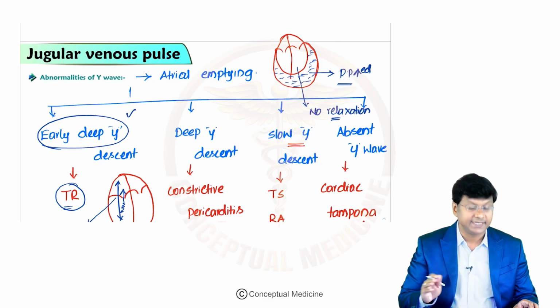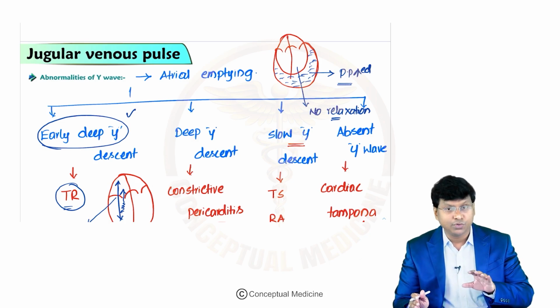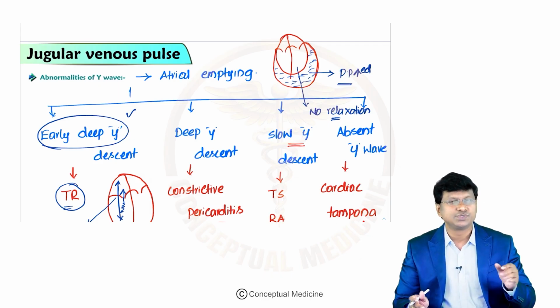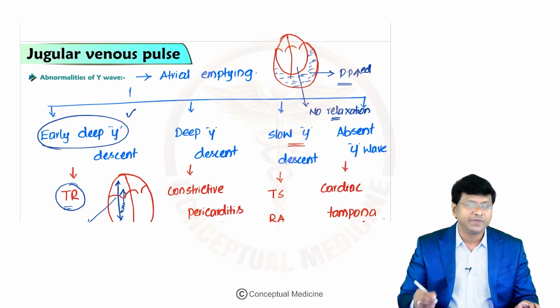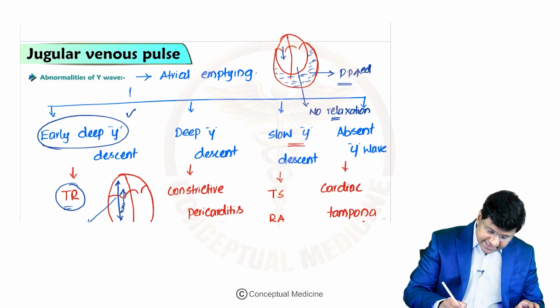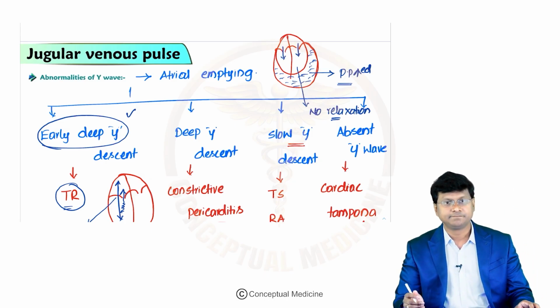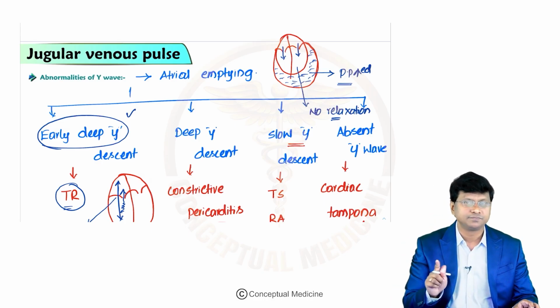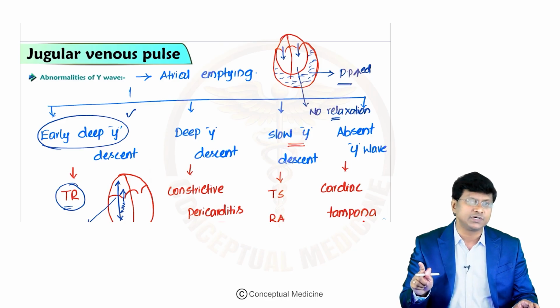The ventricles are unable to relax. There is no relaxation of the ventricles. So when the ventricles are unable to relax, do you think that the atria can send the blood into the ventricle? No. The atrial emptying does not occur.